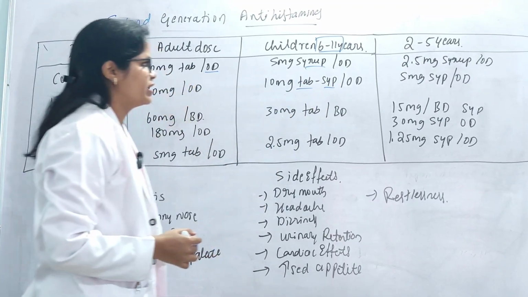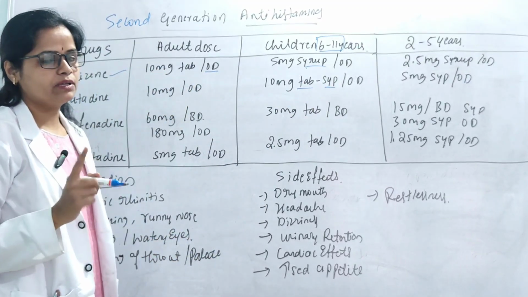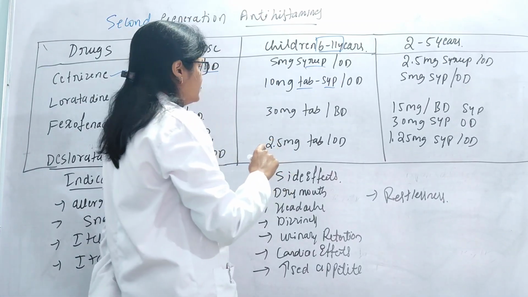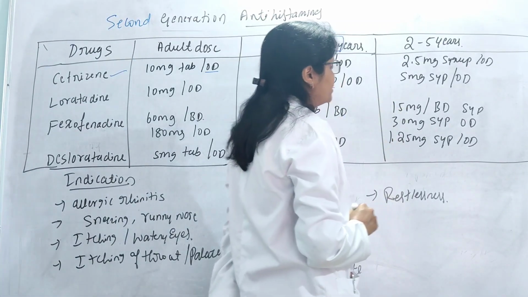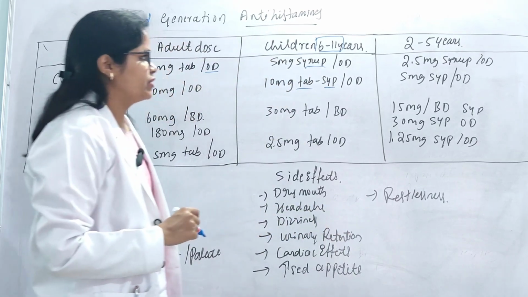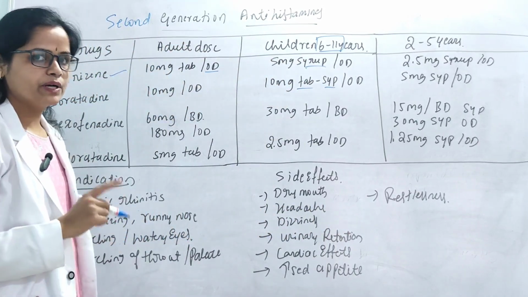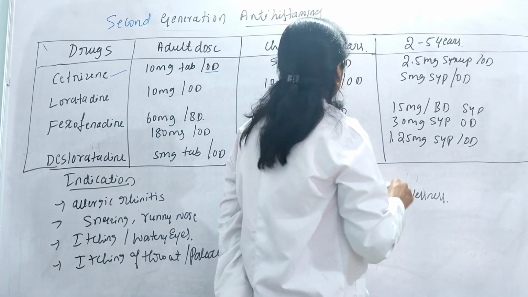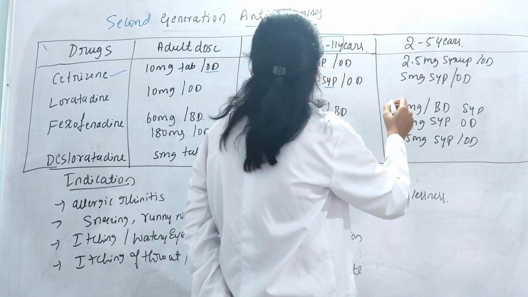Syrup is administered 5 mg per day OD. Okay, once in a day. And next, for 2 to 5 years children, it is administered 2.5 mg syrup per day, once in a day. Okay, once in a day.